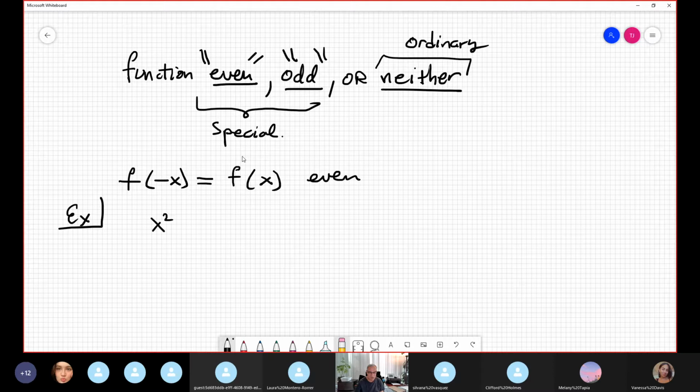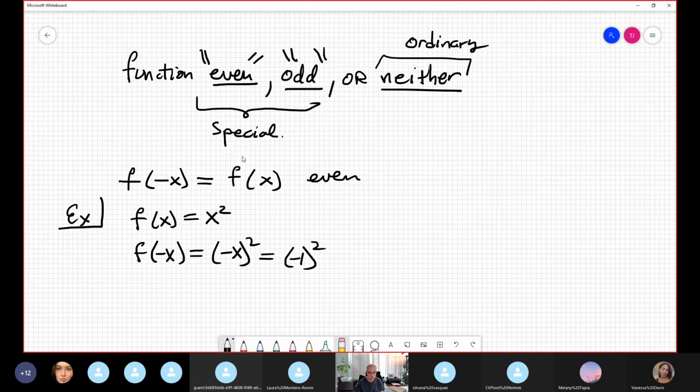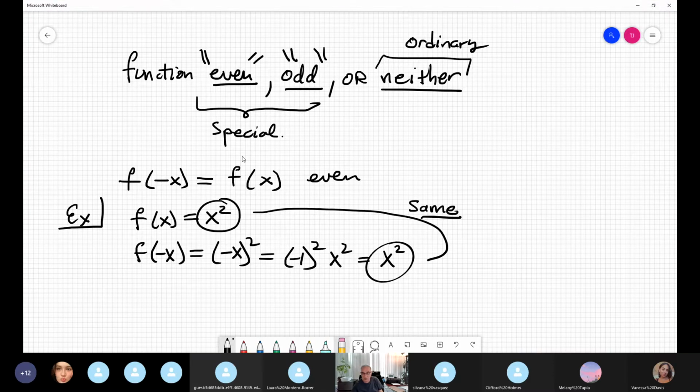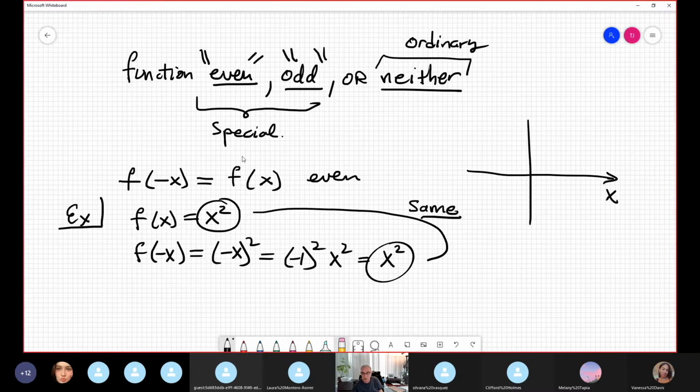The function f squared is a parabola, f of x equals x squared. However, if you change f of x for negative x, this is negative x squared. This is equivalent to saying negative 1 squared times x squared, and negative 1 squared is positive 1. Look at that, the function stays the same. Nothing changed. The reason is the geometric interpretation.